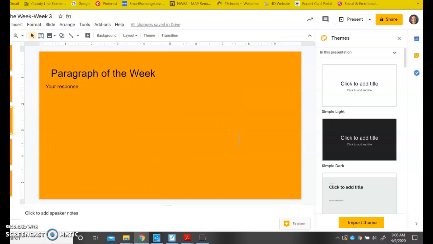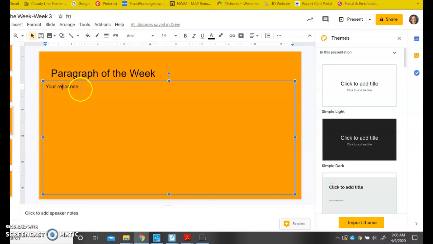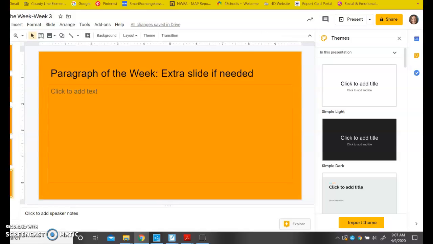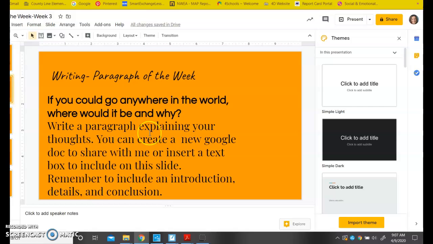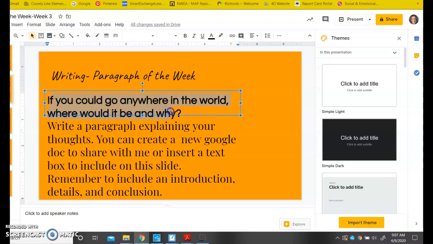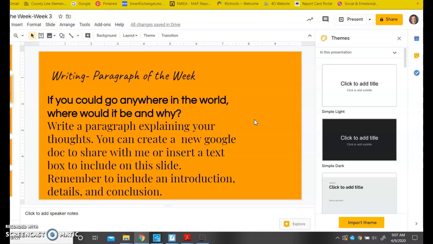So here is paragraph of the week. Here's where you would please erase where it says your response, but you could write your response here. And I gave you 2 extra slides if you need it to finish your paragraph. Okay? Now, for both the slides here where it says paragraph of the week where you're going to type your response, and if you type your response on a Google Doc, you will need to reference this question. If you could go anywhere in the world, where would it be and why? So please don't X out of this. Make sure you have this slide open so you can reference back to the question that you are answering.